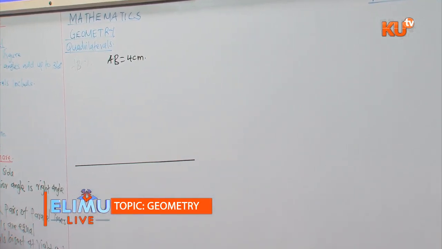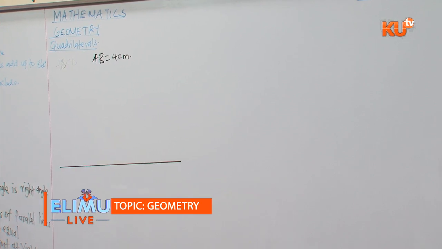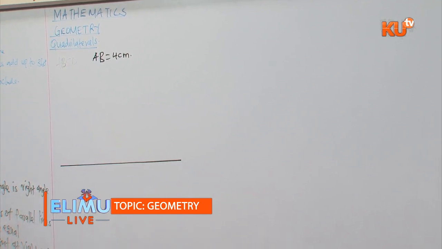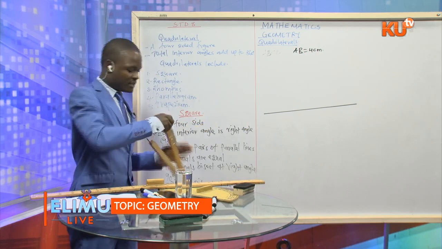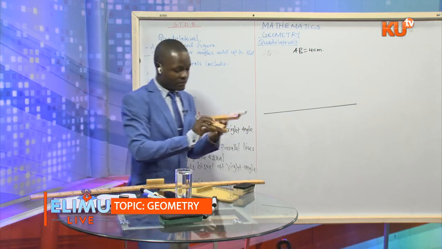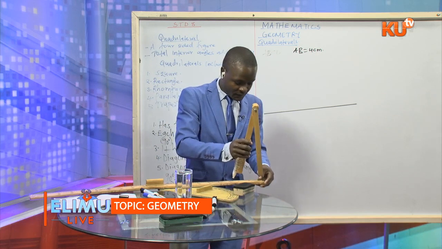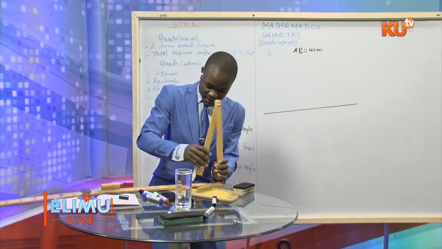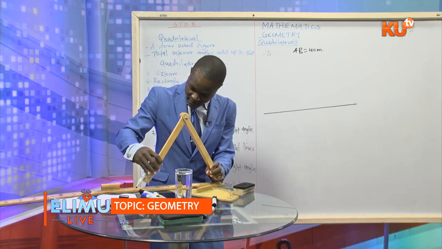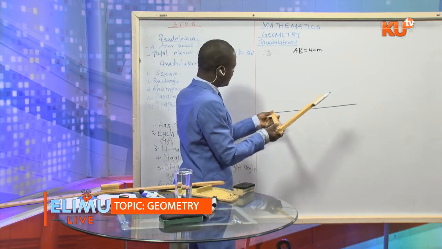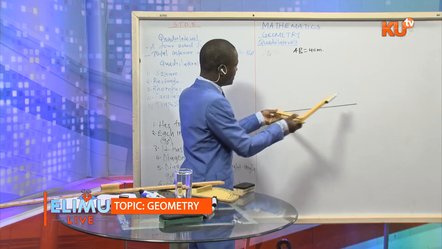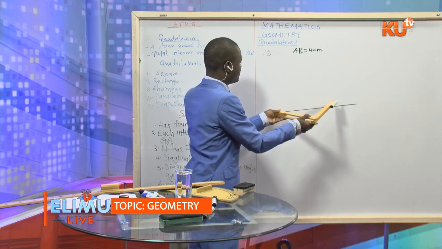After drawing the straight line, then you measure 4 centimeters from your ruler. After measuring 4 centimeters, then you stand at any point on the line and draw an arc.